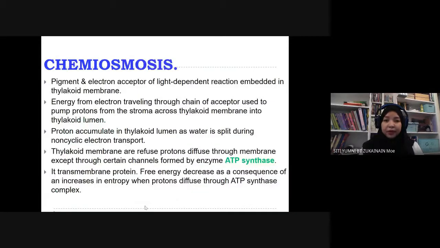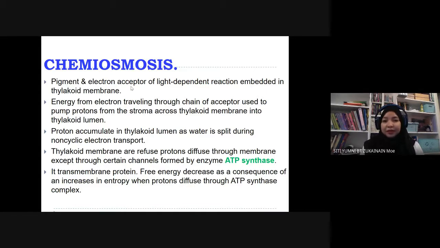Okay, now talking about chemiosmosis, what do you know about chemiosmosis? Do you still remember about respiration previously? The enzyme ATP synthase acts like a motor with rotation. When they rotate, they pump the protons. All right. So the net movement of protons will generate ATP, right?